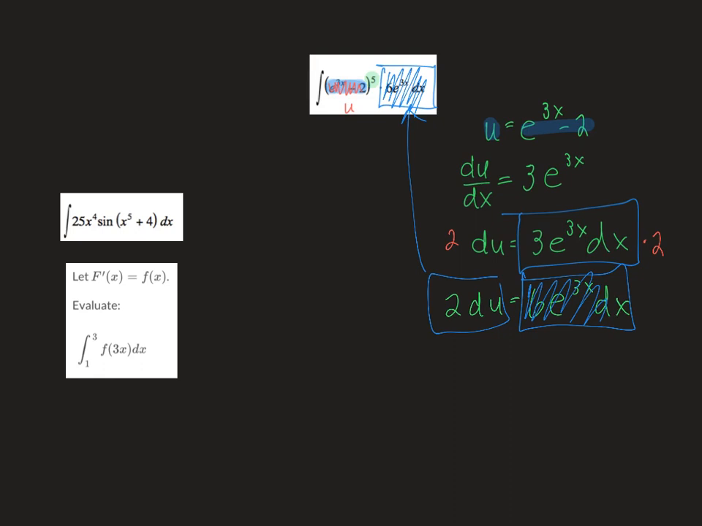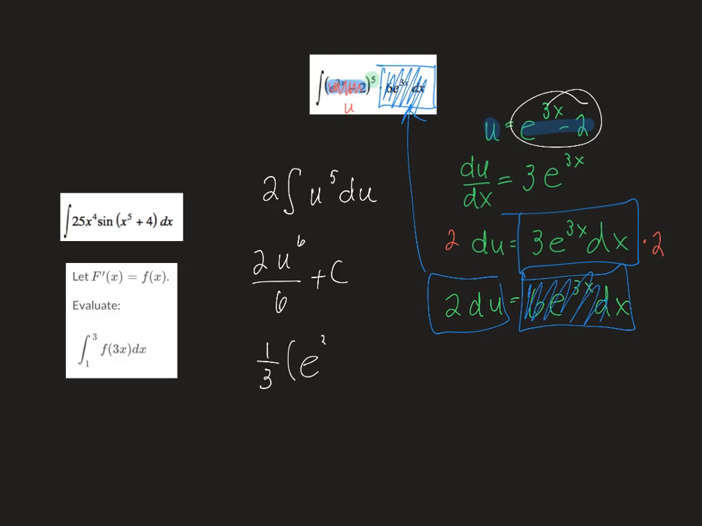And now when I put all that together, it's going to say the integral of u to the 5th. And then this whole box is being replaced with a 2 du. Pull the constant multiple to the outside and end that integral with a du. And now I just do a simple power rule. So I'm going to add 1 to the power, divide by the new power, plus c. That simplifies to 1/3. Put your original u back in. So e to the 3x minus 2 to the 6th power plus c. And then this is my final answer.